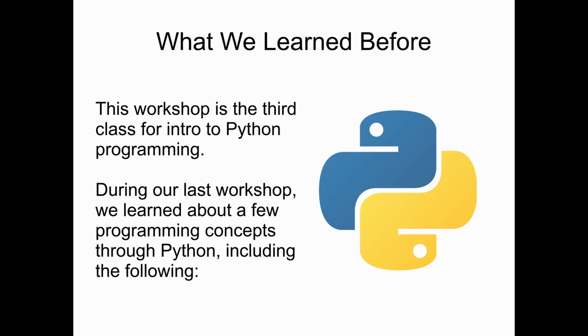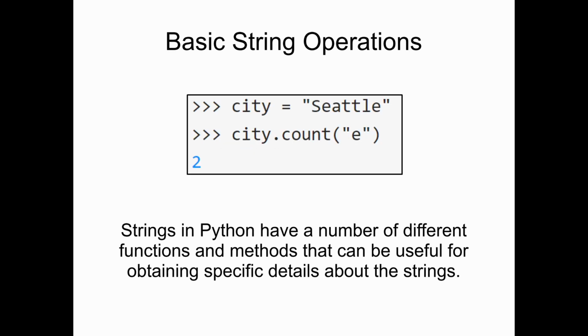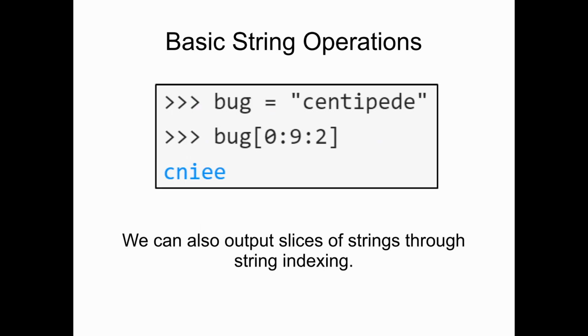During our last workshop, we learned a few programming concepts through Python, including the following. String formatting is a way for us to include variable values in strings by using C-style syntax. Strings in Python have a number of different functions and methods that can be useful for obtaining specific details about the strings. We can also output slices of strings through string indexing.